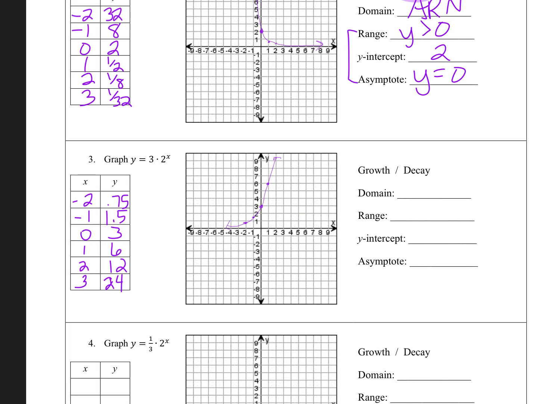Once again, this one is growth. The domain is all real numbers. The range is y is greater than 0 again, which means our asymptote is y equals 0 again. My y-intercept is going to be 3 this time. Notice it was that number again.